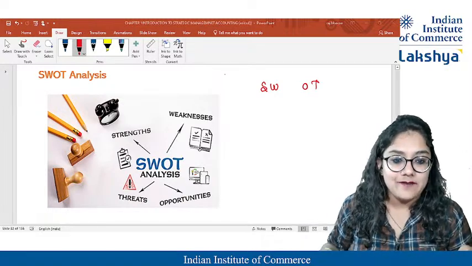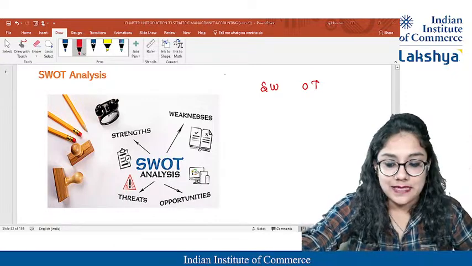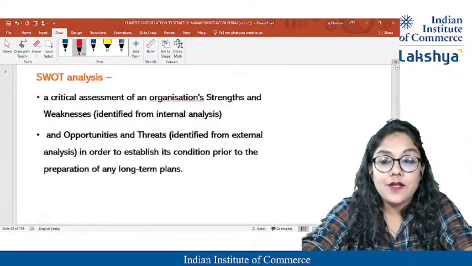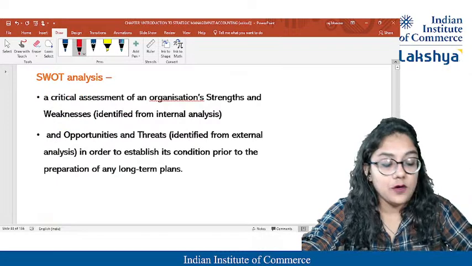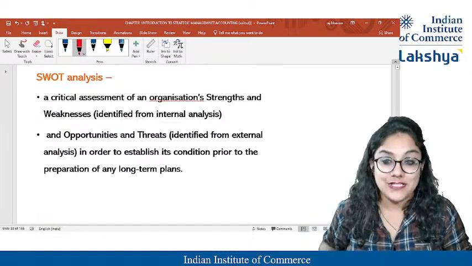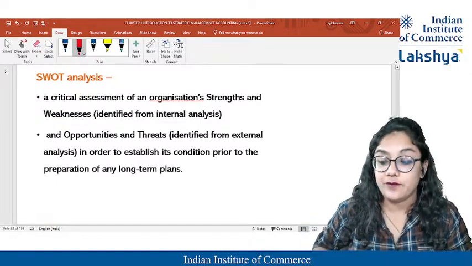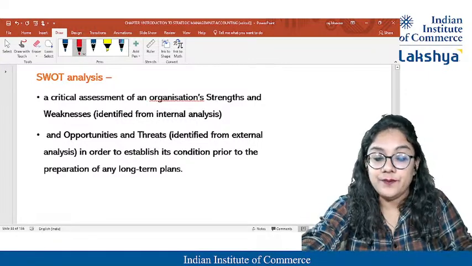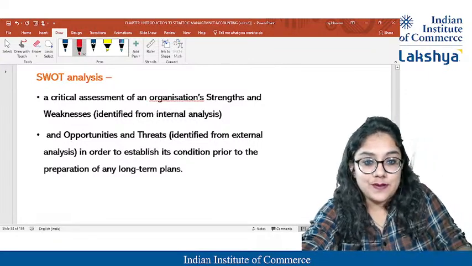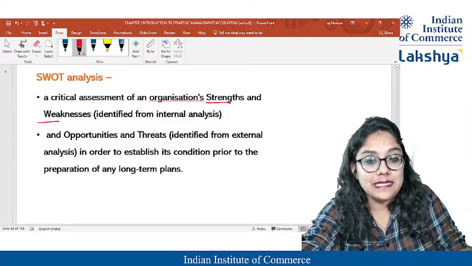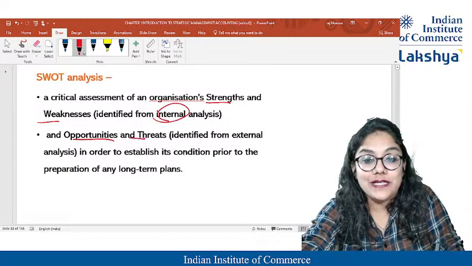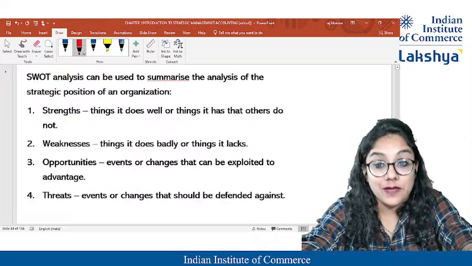Okay. So we'll just read it once. What's given up next? A critical observation and assessment of the organization's strengths and weaknesses, identified from where? I told you the strengths and weaknesses are basically internal, whereas the opportunities and threats are external, which we have to consider.